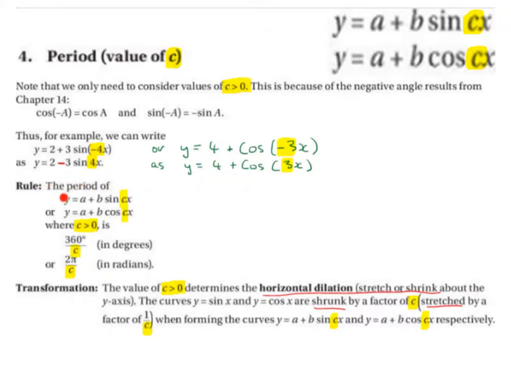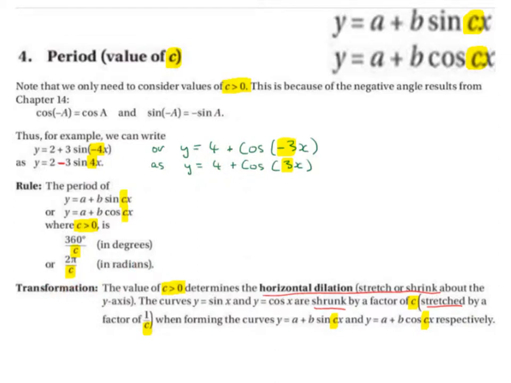The period of y equals a plus b sine of cx, or y equals a plus b cos of cx, where c is greater than 0, is 360 degrees divided by c if we're in degrees, or 2 pi divided by c if we're in radians.